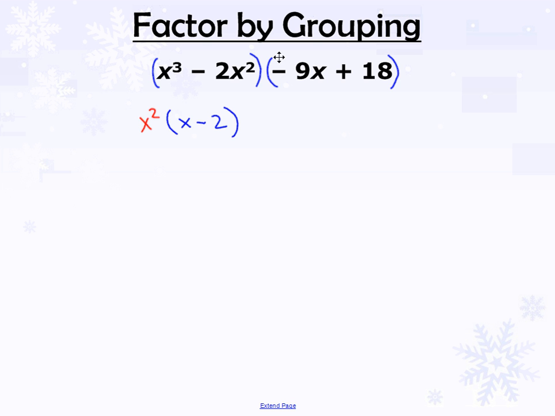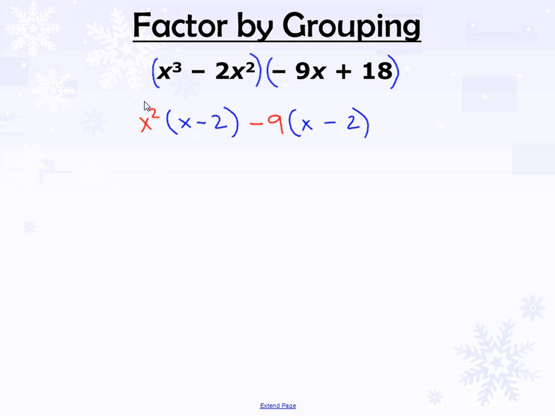Anytime the first term in the second set is a negative, you need to make sure that what you're factoring out, your GCF, is a negative. So I'm not just going to factor out a 9 here, I'm going to factor out a negative 9. So factoring out a negative 9, when I do that, I am left with x, and then positive 18 divided by negative 9 would be a negative 2.